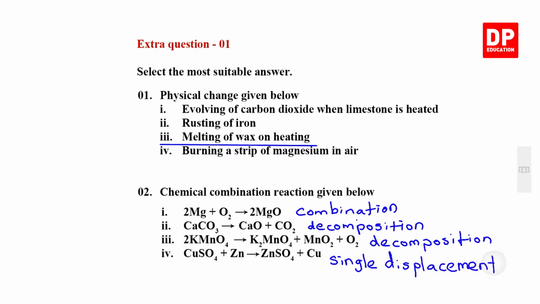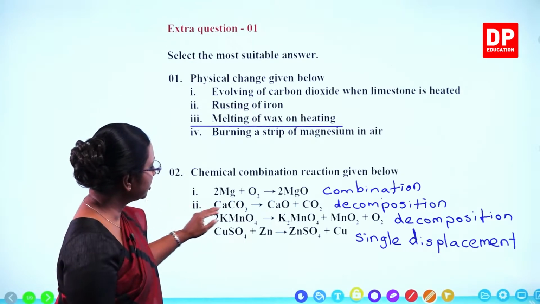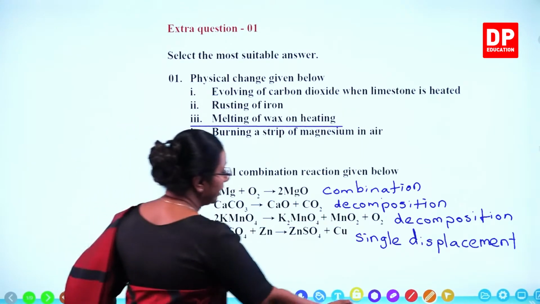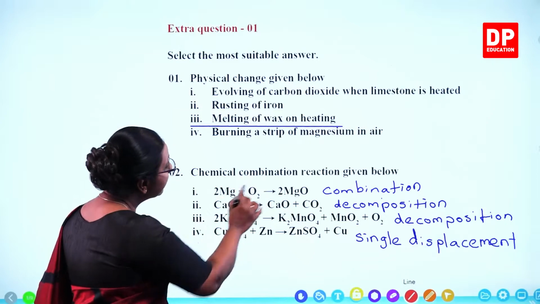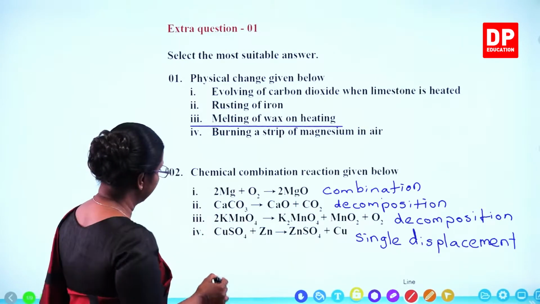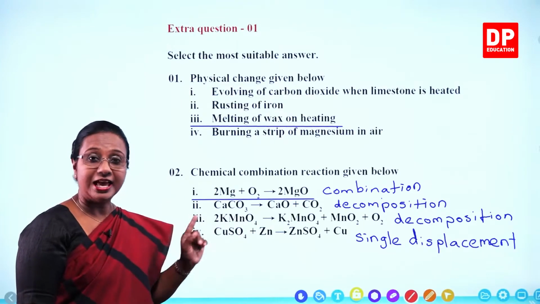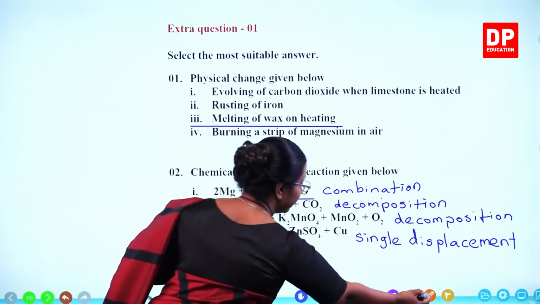So, now you all know the 4 types, students. 4 reactions. First one combination, the other 2 decomposition, last one single displacement. So, we need to identify the chemical combination given below. So, this is the chemical combination reaction. Is that clear, students? So, then we will move on to the next slide.